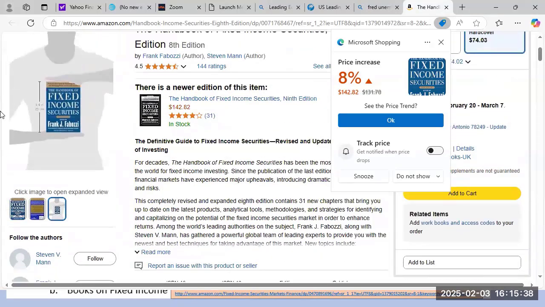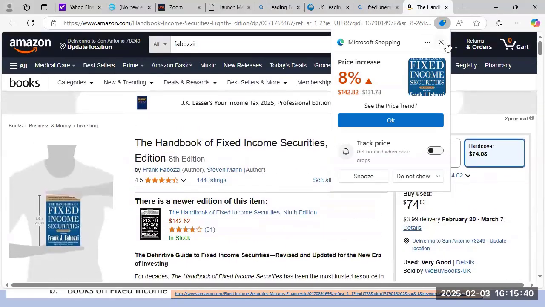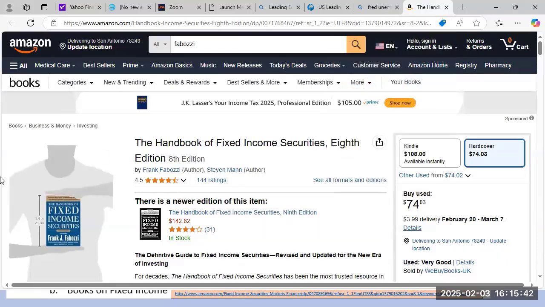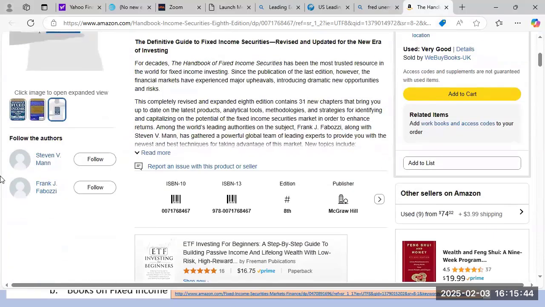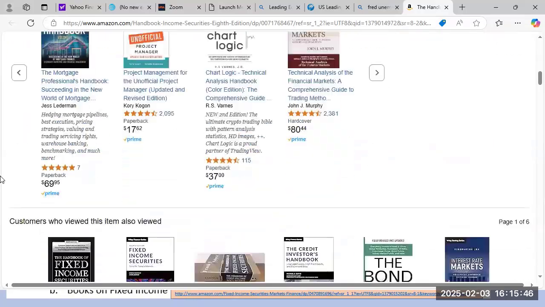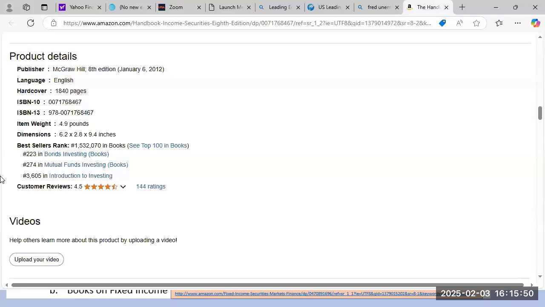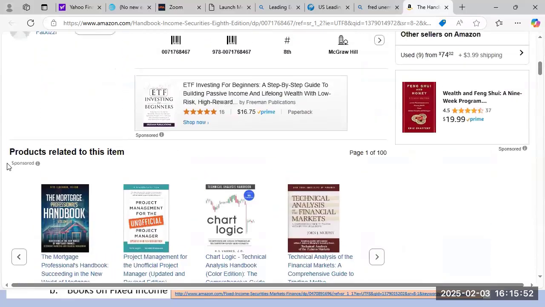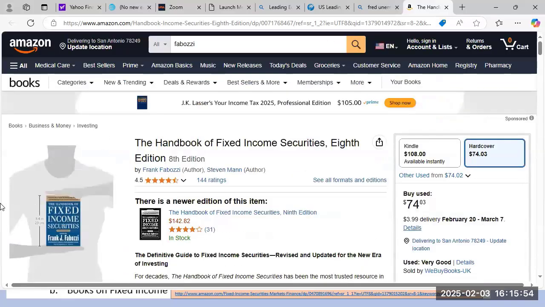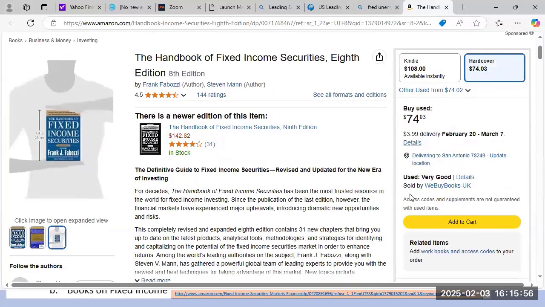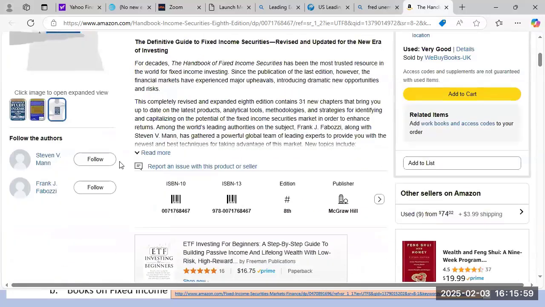Where's the look inside? Is it here? I always miss it. If y'all see it, let me know. I wish I could show you the inside of this book, but they used to do that. You could see the index.